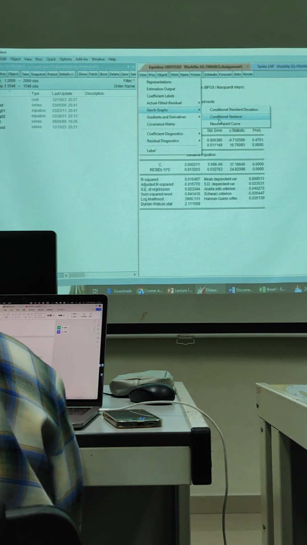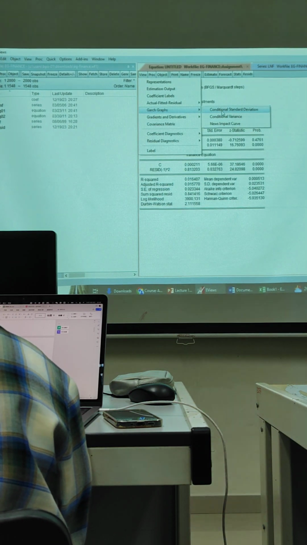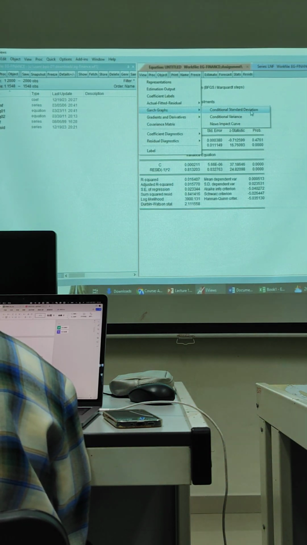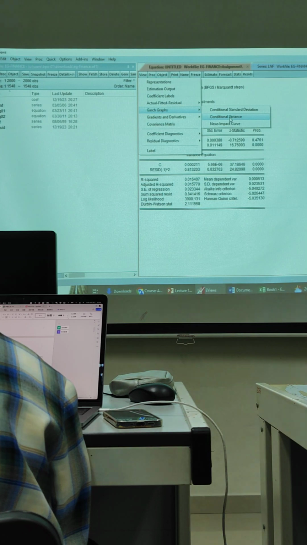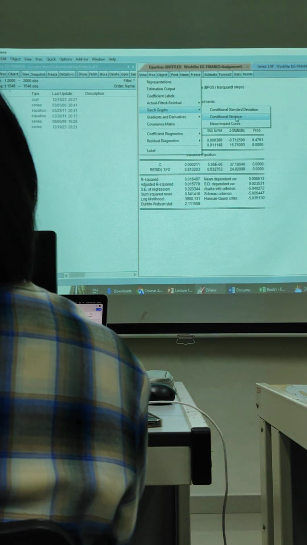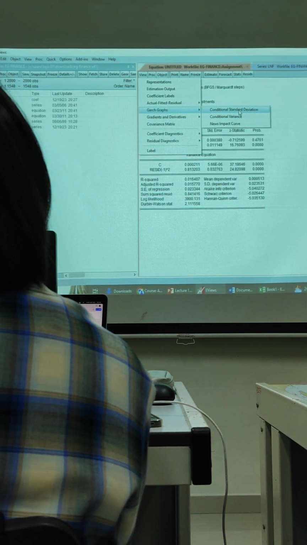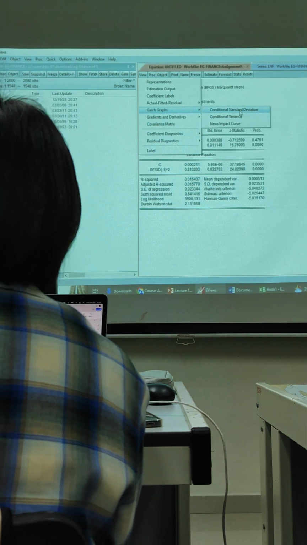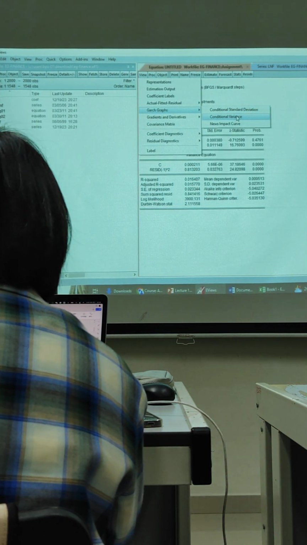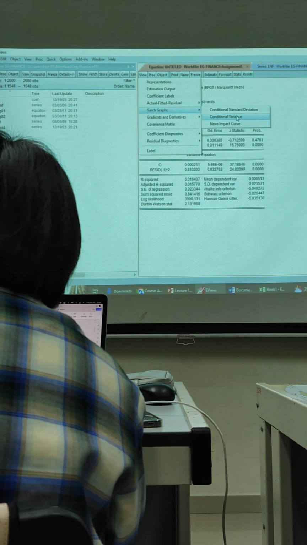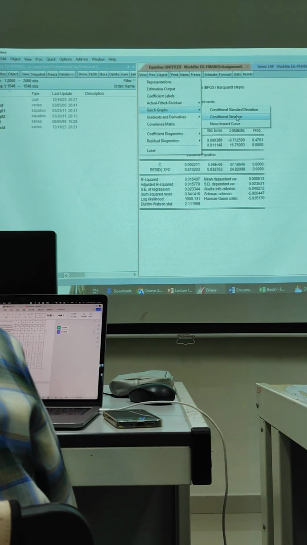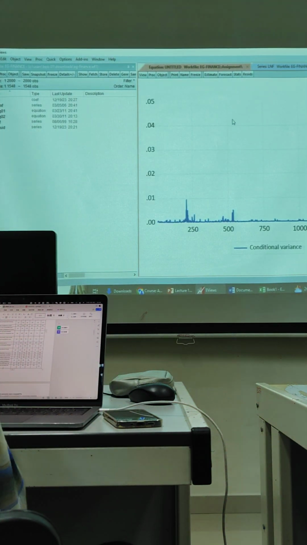So there are two things here. One is the conditional standard deviation. The other one is the conditional variance. So what is the variance series? The other one is the standard deviation, standard error. So then you ask which one is better. One is without the square root, one is after the square root, right? So you can see variance. Oh, this is my risk.